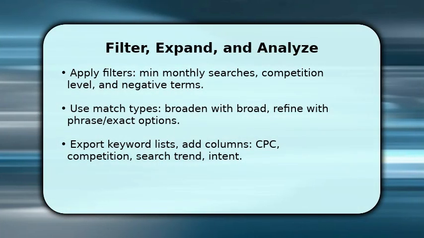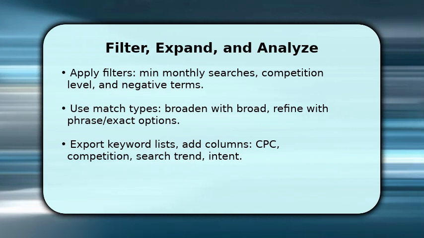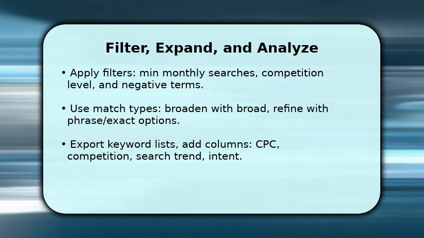You'll now filter and expand systematically. Apply a minimum monthly search threshold and drop irrelevant or brand-heavy terms with negative filters so noise is reduced. Next, expand with close variants, question formats, and longer tail modifiers. Use match types intentionally, broad to discover, phrase, and exact to measure precision.